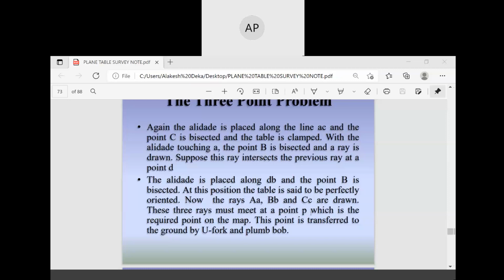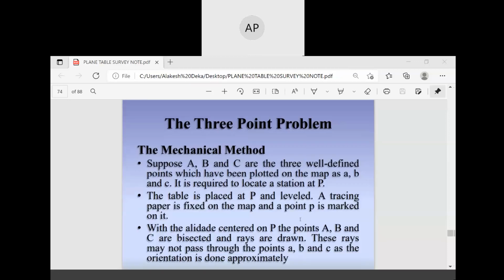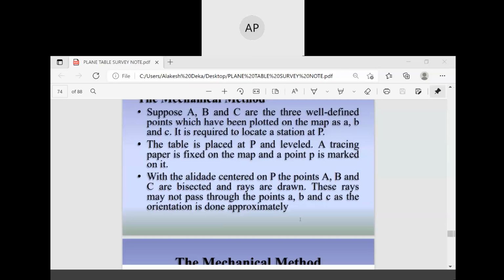So in the 3-point problem, all you have to do is find the position P in your drawing sheet. That is found out by the bisecting method, by drawing rays from three well-defined points ABC. So this is a very easy method compared to the 2-point problem. And for the 3-point problem, the mechanical method is given here.